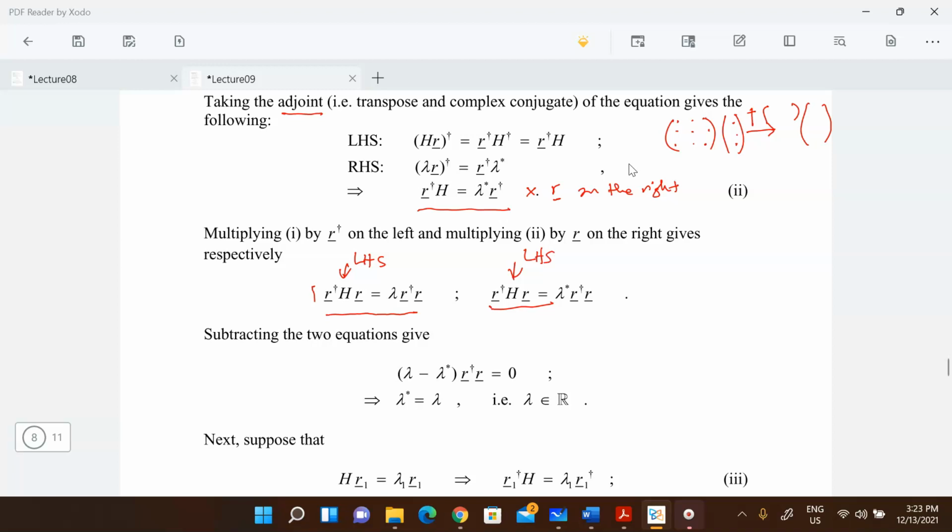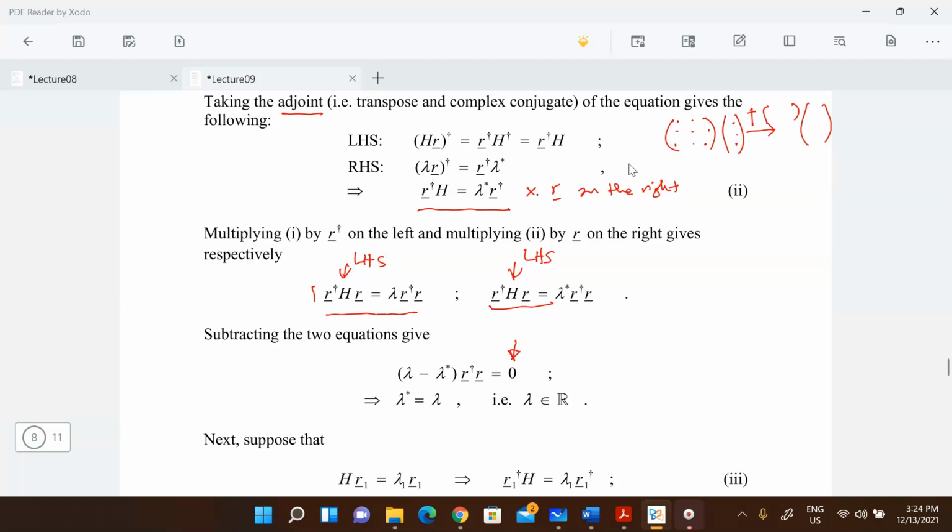So if I take the difference between these two, then this minus this will give you 0 here, but this minus this will give you this, because lambda here is different. So here is lambda, here is lambda conjugate, despite this being actually the same. R dagger R, R dagger R, but lambda and lambda star can be different.